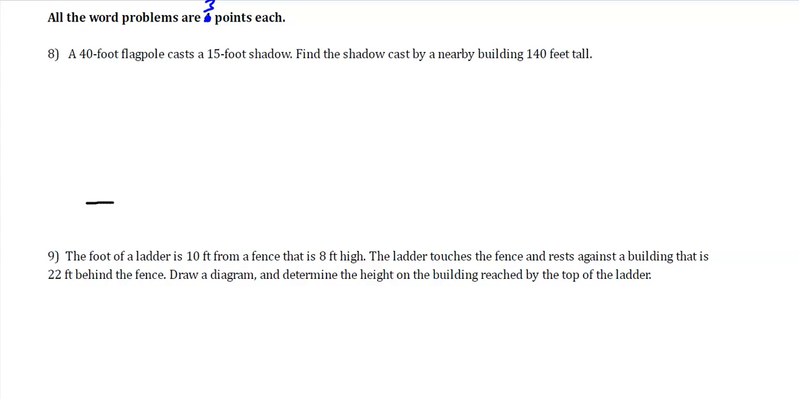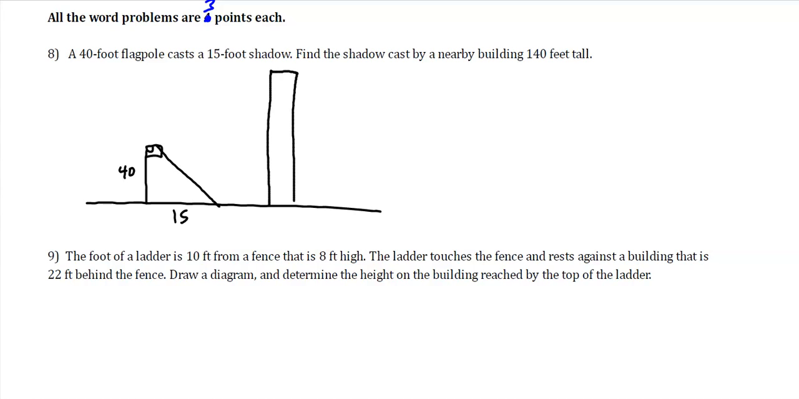So we have the ground. We have a 40-foot flagpole, so flag going on there, and it's 40 feet. Now we have some sort of shadow coming down. That's 15 feet. Then we have a much larger building that's 140 feet tall, and we need to figure out how long the shadow is down here on the ground.